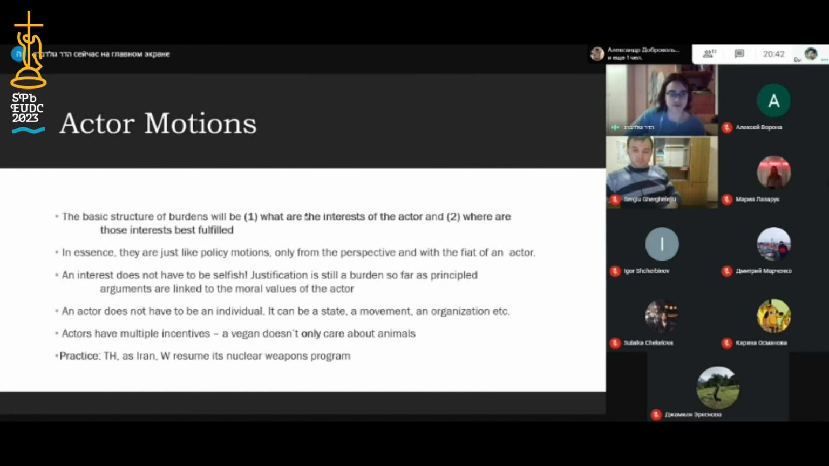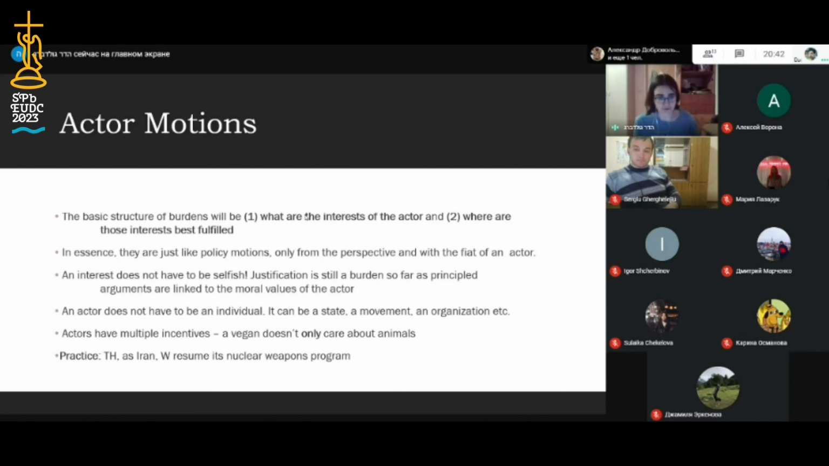We'll go through this soon. The basic structure, or the two biggest branches of actor motions, are the two following questions. One, what are the interests of the actor? And two, where are those interests best fulfilled? The second question is the one that will be branched into smaller burdens.